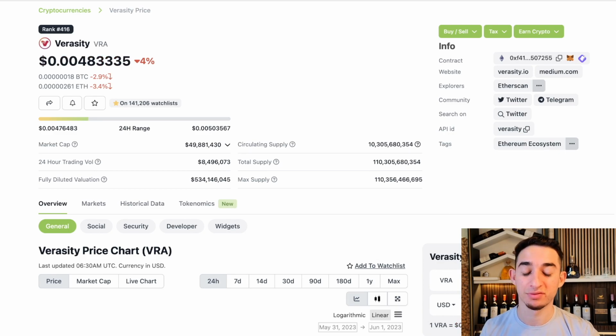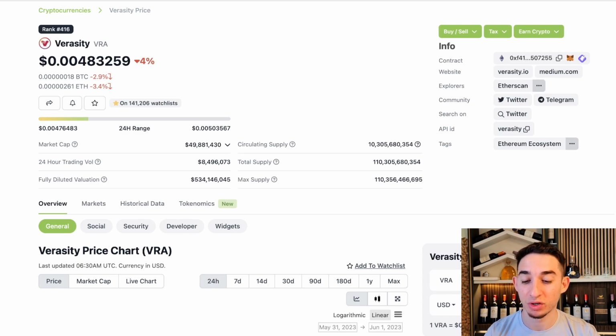Fully diluted market cap, of course, means if there were 110 billion in circulation, the fully diluted market cap is 534 million dollars, sorry, half a billion. Now, a lot of people have been asking about fully diluted, why is it so high? The reason is, guys, like I said, the circulating supply is only 10 billion tokens. There's only 10 billion in circulation. That means these other 90 billion tokens will never be in circulation, essentially. So everyone needs to calm down. This doesn't mean much, fully diluted, and that's about it.